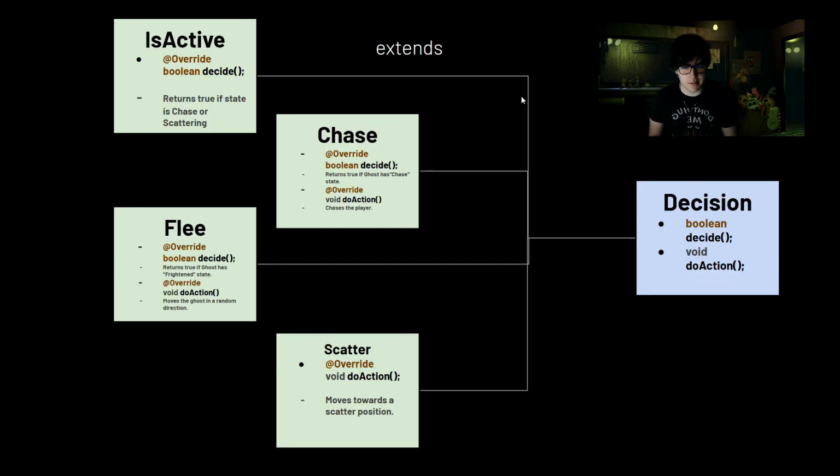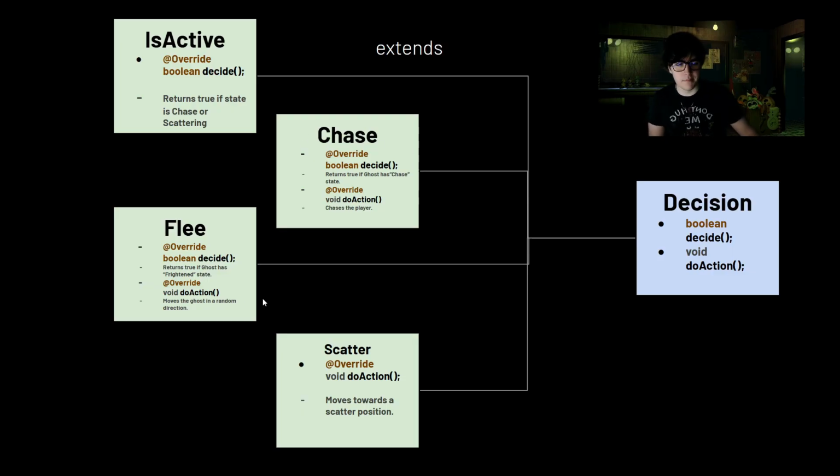These are just some more examples. You can look at those if you want. These are also in the doc, and I'm just writing some of them out. So chase, it's got kind of the same structure as flee. It overrides both decide and do action, which means we could use it in two different places of the tree. And it just chases the player, and it will decide if we should chase the player as well.